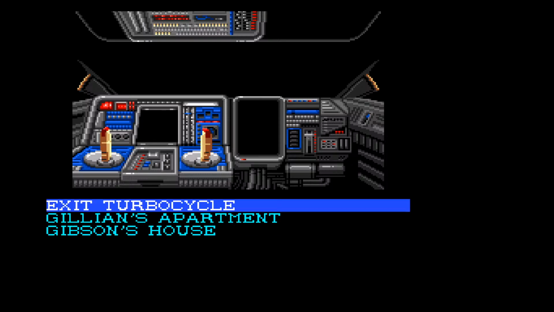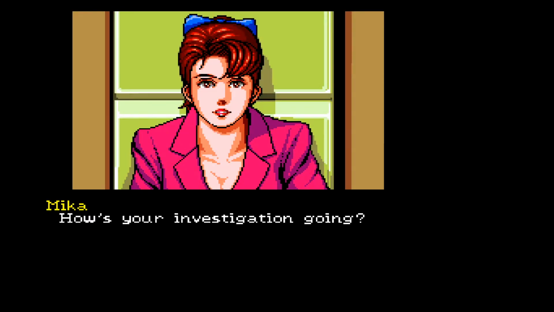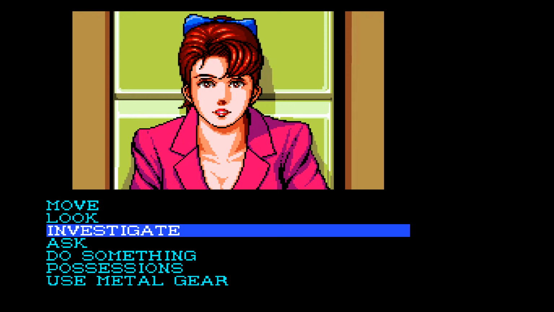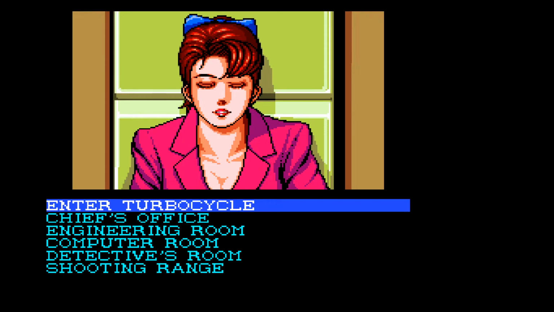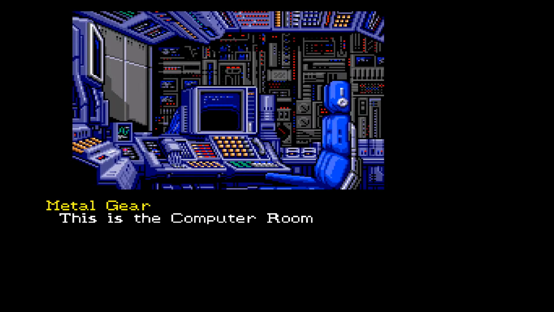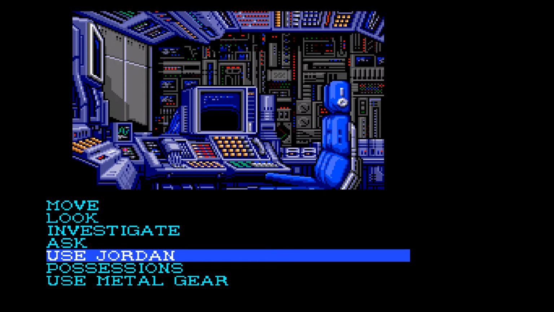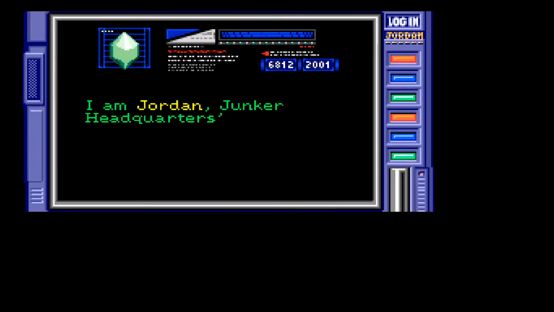We've arrived at Junker headquarters. Exit turbo cycle. This is the reception area. Okay, welcome back. Yes. I haven't done anything yet. Alright, so to the computer room. Yes, that is indeed the goal here.